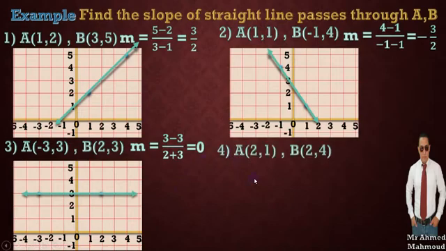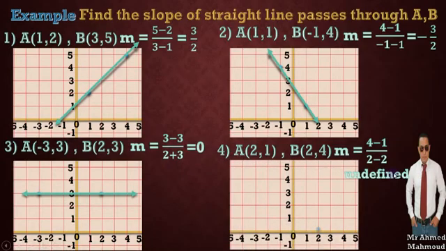Here is another example: A equals (2, 1) and B equals (2, 4). The slope equals (4 minus 1) over (2 minus 2), which is 3 over 0, and dividing by 0 is undefined, so the slope here is undefined. Now I have written all types of slopes: the positive slope, the negative slope, the zero slope, and the undefined slope. Each slope has a meaning. By connecting 2 and 1 with 2 and 4, we get a straight line parallel to the y-axis.